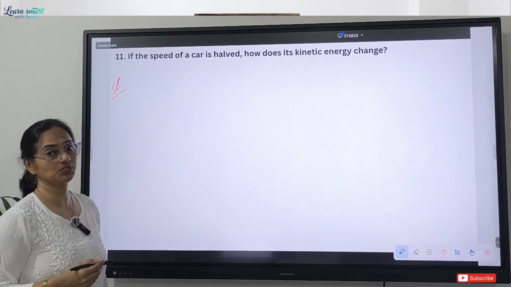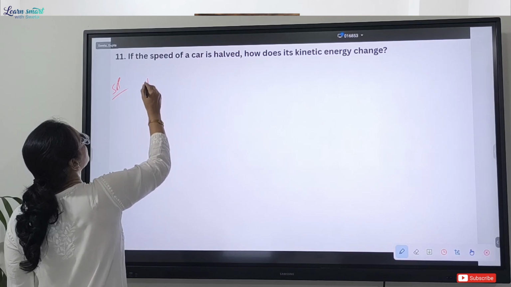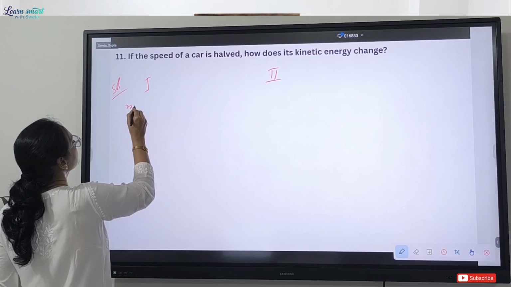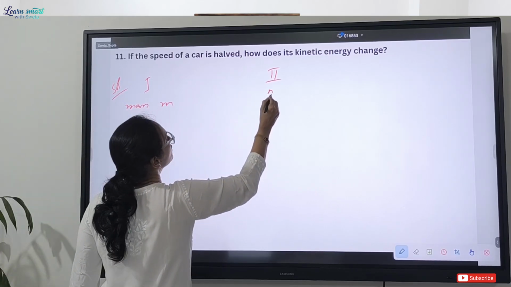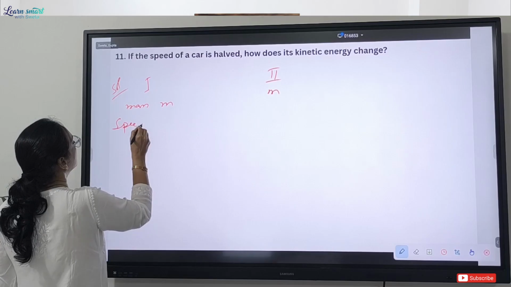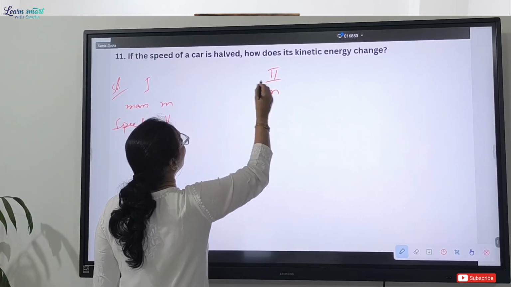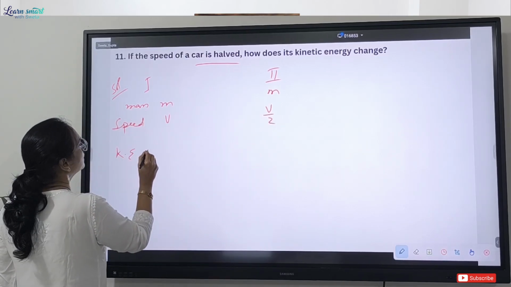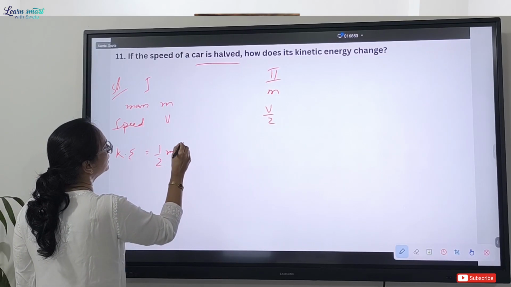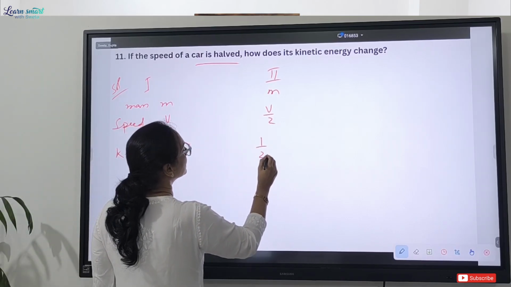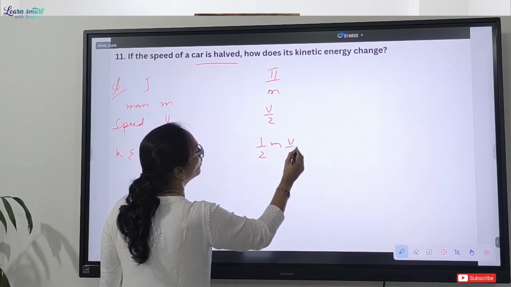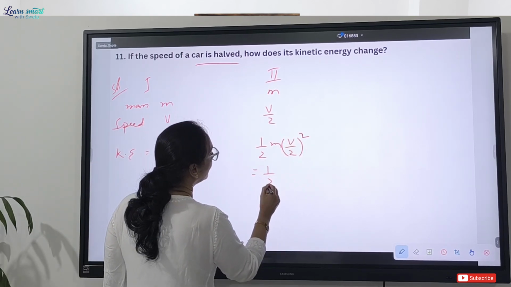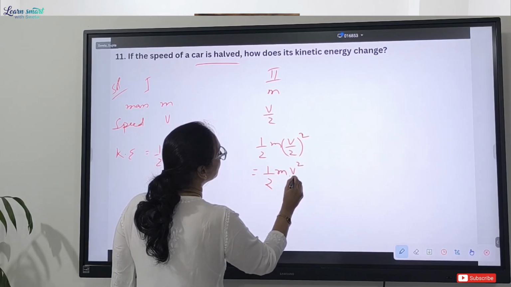how does its kinetic energy change? Very important question. So first case, second case. So the same car, so mass, here also mass is m, here also mass is m. Speed, here the speed is v and here the speed is halved. Car speed is halved, so v by 2. So kinetic energy is how much? Half m v square, and here kinetic energy is half m. It's not v by 2, it's v by 2 square. And we have to simplify this. What we will get? We will get half m v square by 4.